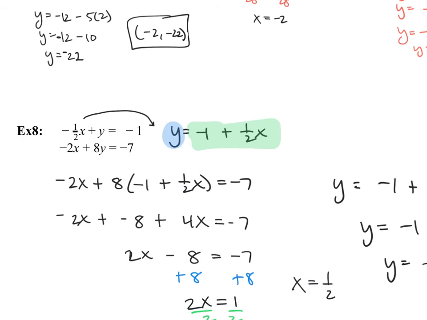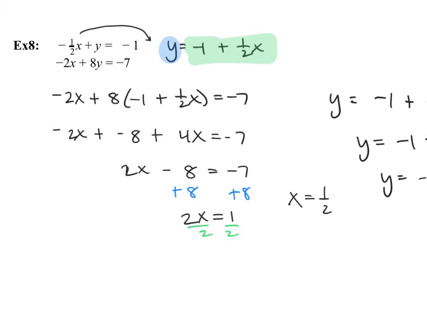And so everywhere I see a y here, I can replace y with negative 1 plus 1/2 x. So I had negative 2x plus 8 times y, but I'm using negative 1 plus 1/2 x for y, equals negative 7. 8 times negative 1 is negative 8, and 8 times 1/2 x is 4x. Negative 2x and 4x combine to get 2x, minus 8 equals negative 7. I then added 8 to both sides, and divided by 2 to get an x coordinate of 1/2.